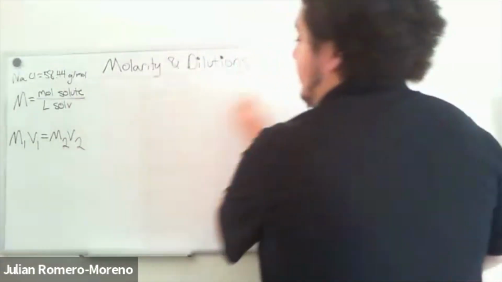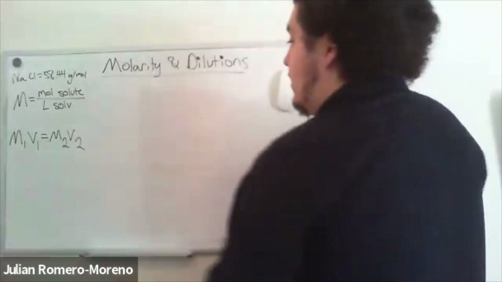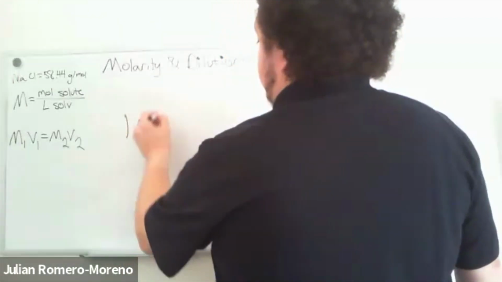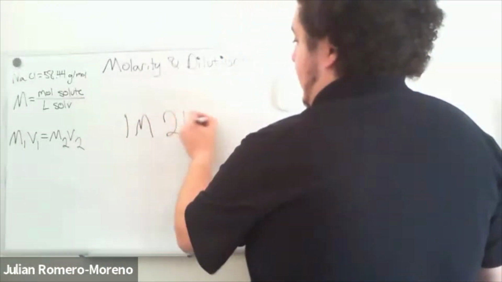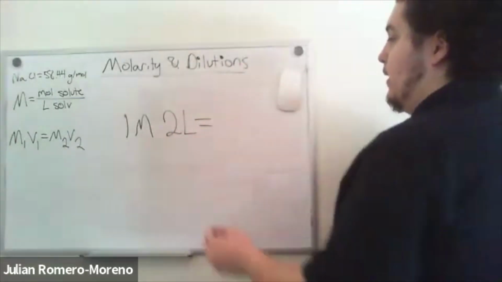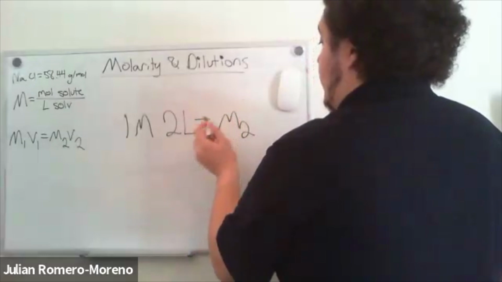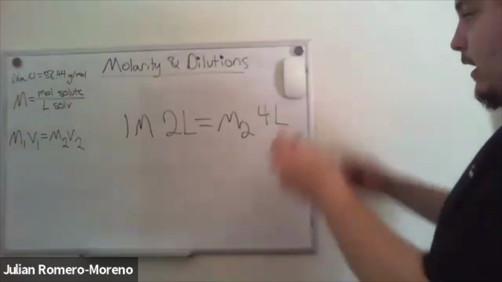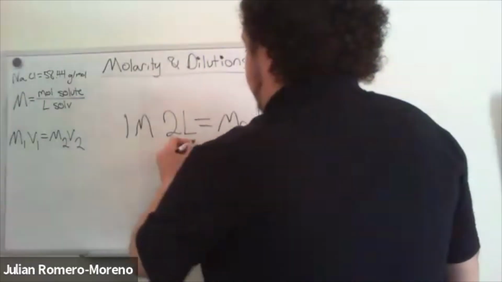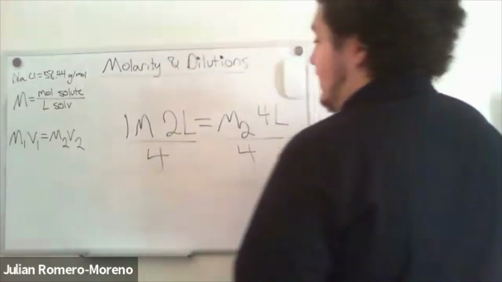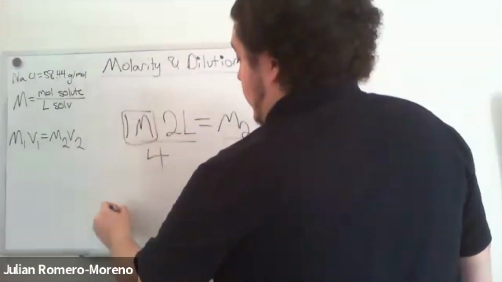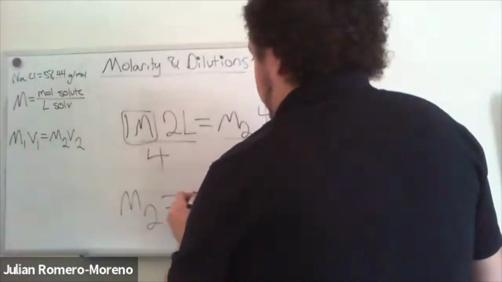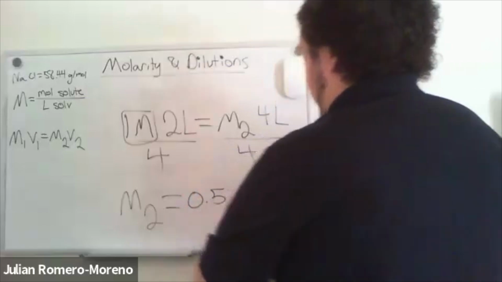So M₁V₁ equals M₂V₂. Let's say we have a molarity of 1 and a volume of 2 liters of water. But then we add more water. So we add 2 liters to make it a total of 4 liters of water. Now we can just rearrange, so divide both sides by 4. And instead of having a molarity of 1, your new M₂ will become 2 divided by 4, or 0.5 molar.